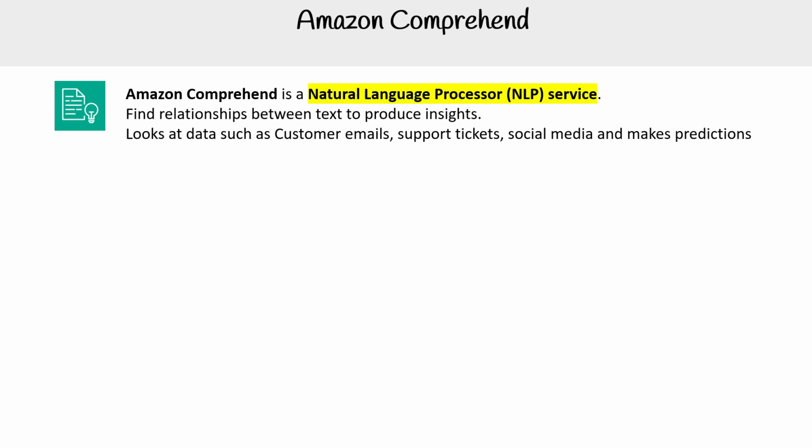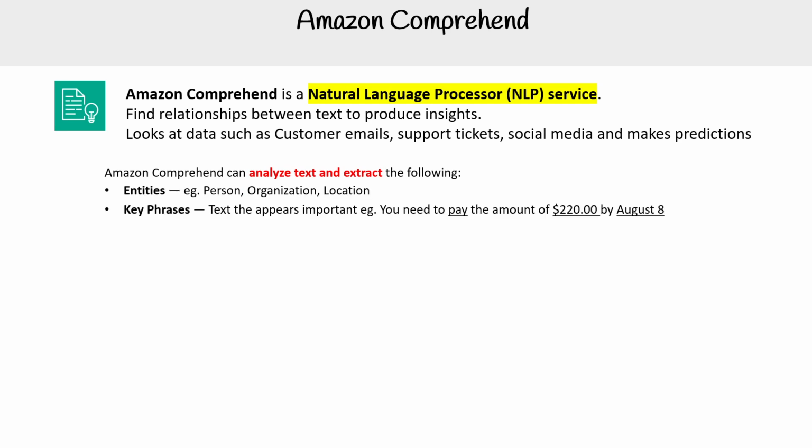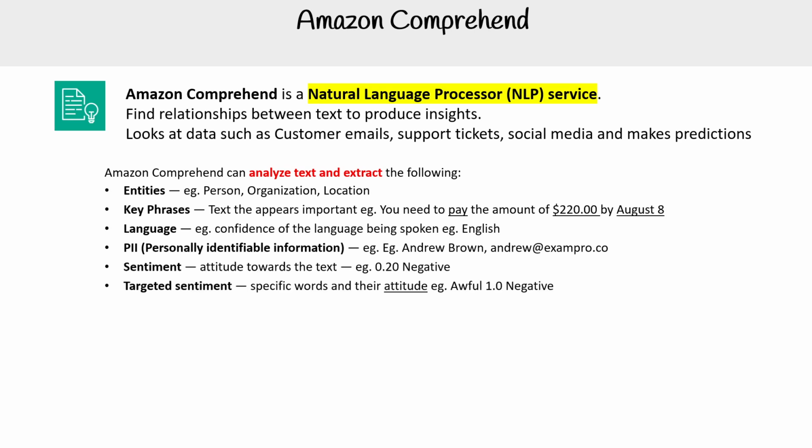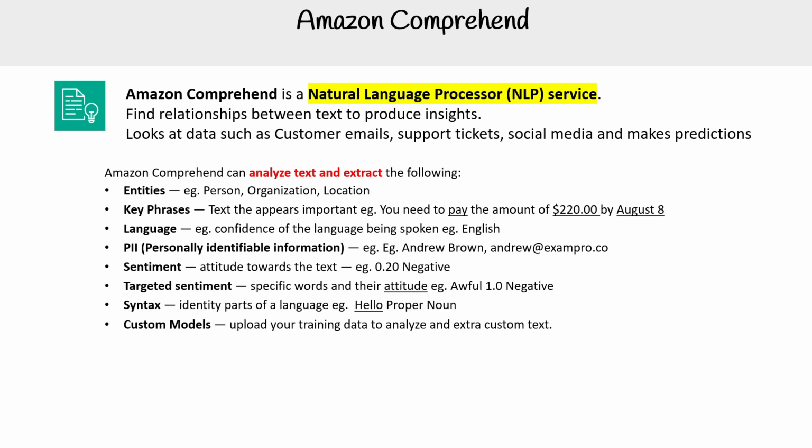You can pretty much do anything you want because, well, not everything, but you can make custom predictions. So you can definitely work outside the scope of listed things here. Amazon Comprehend can analyze text and extract the following. These are the predefined models that you can quickly start utilizing. The first are entities, key phrases, languages, personally identifiable information, sentiment, targeted sentiment, syntax, and custom models, which is me saying, hey, you can do whatever you want.